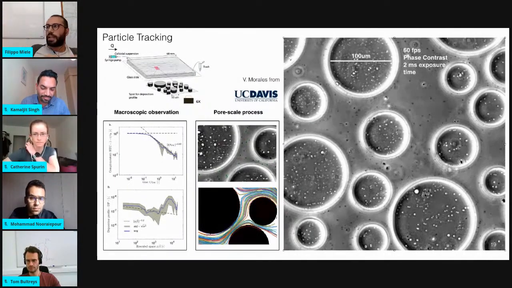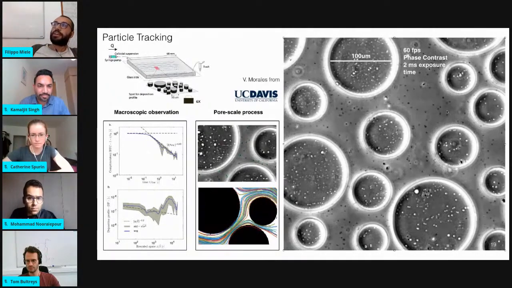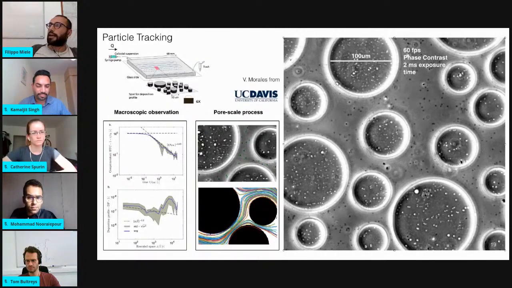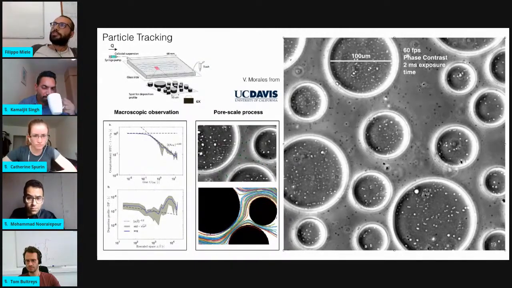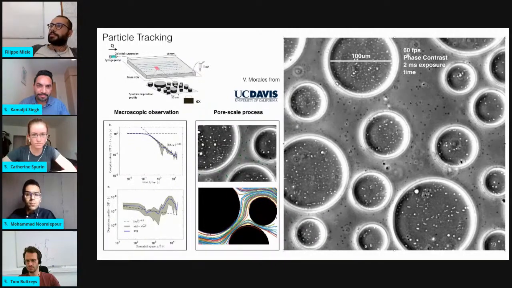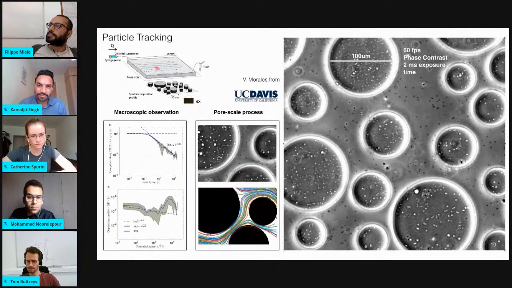for the particle tracking, as soon as the trajectories are compressed and stretched, we have to work in phase contrast microscopy. This allowed us to collect at a higher frame rate, 60 frames per second, with 2 millisecond exposure times. And here you can see the grains with an average size of 60 microns, and the colloids that are represented by these black dots that are flowing.